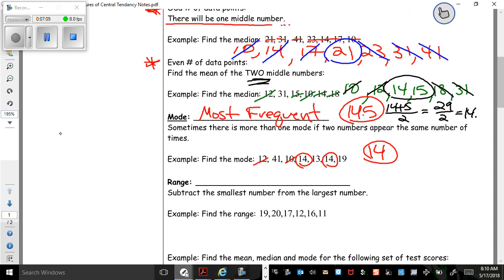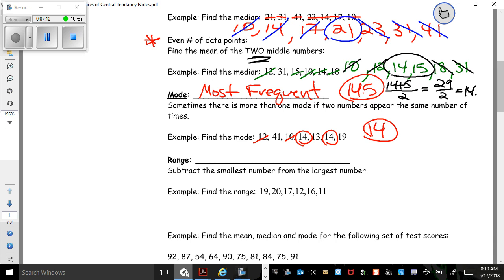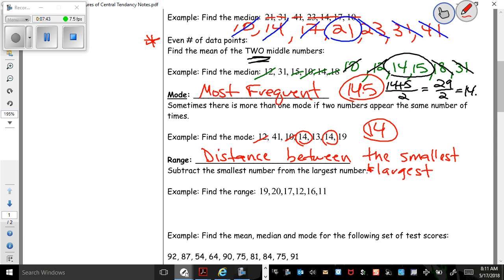Range. Now the range: subtract the smallest from the biggest. That's the range. It's actually the distance between the smallest and largest number.